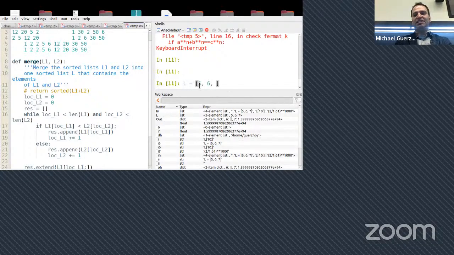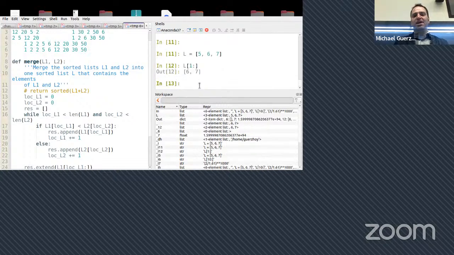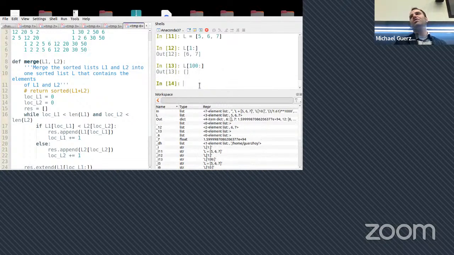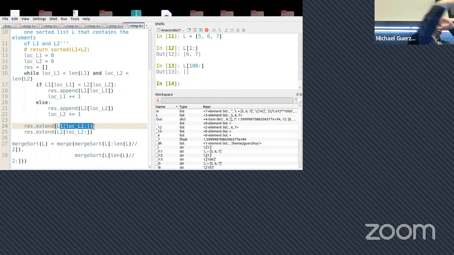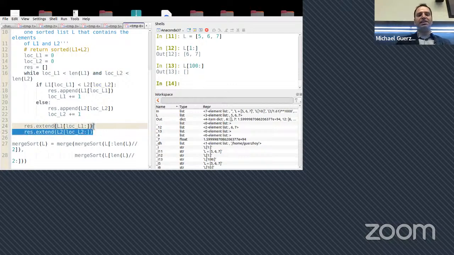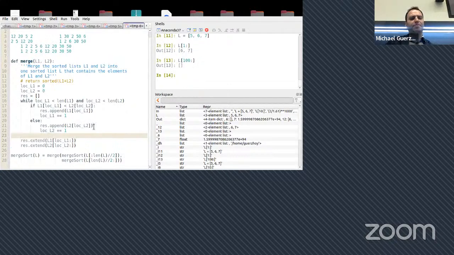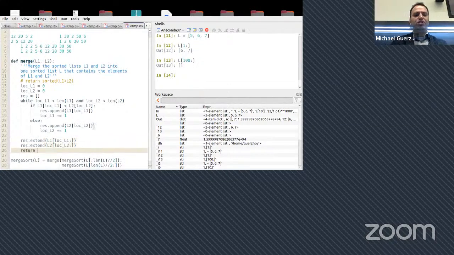And if you have a list where L1 up to the end is 6, 7, but you can say 100, whatever. If it's empty, it's empty, it's fine. So what we're using here is that one of those is going to be out of bounds. So either loc L1 or loc L2 is equal to the length of the corresponding list. That's fine. It means that one of those is going to be empty. So we've been inserting elements one by one, and then there is some left over either at the end of L1 or at the end of L2. And we're extending with both just in case, so we don't need an if statement. So now we're done and we return res.